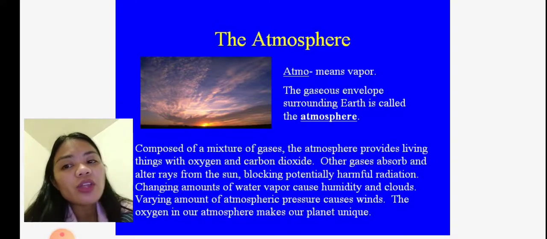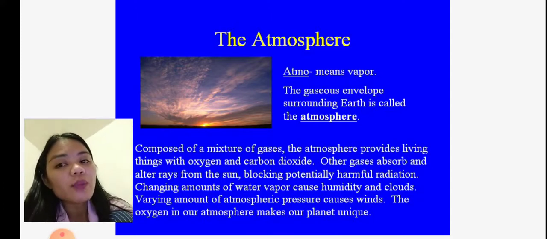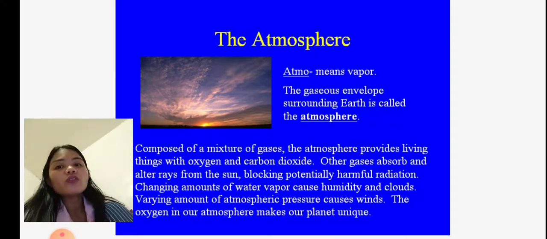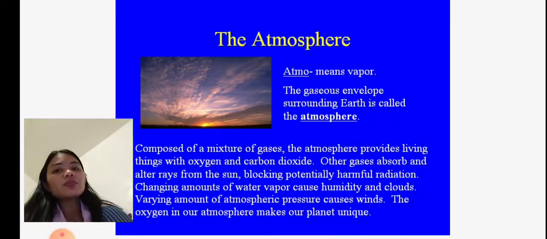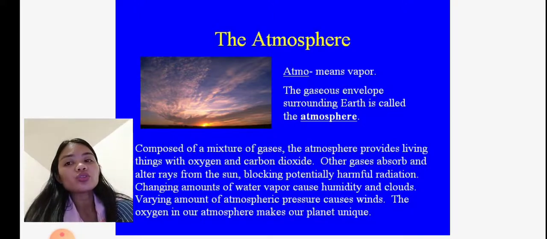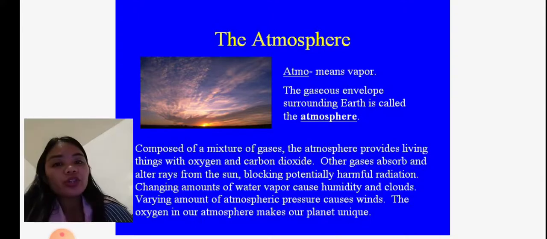It is a very shallow layer. Half of it lies below an altitude of 5 to 6 kilometers and 90% occurs within 16 kilometers of the Earth's surface. So, this thin blanket of air provides us with the air that we breathe. It also protects us from the sun's dangerous ultraviolet radiation. So, the energy exchanges that continually occur between the atmosphere and the Earth's surface and between the atmosphere and space produce our weather and climate.